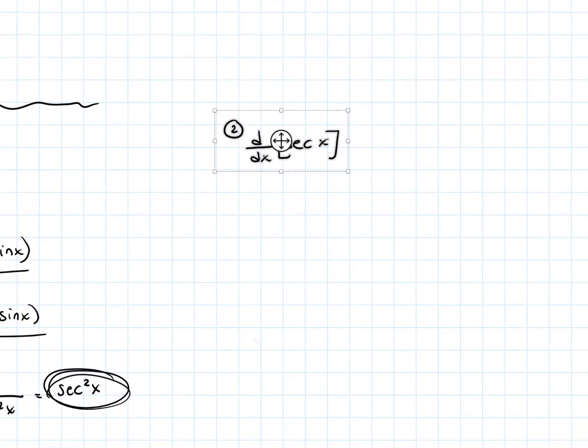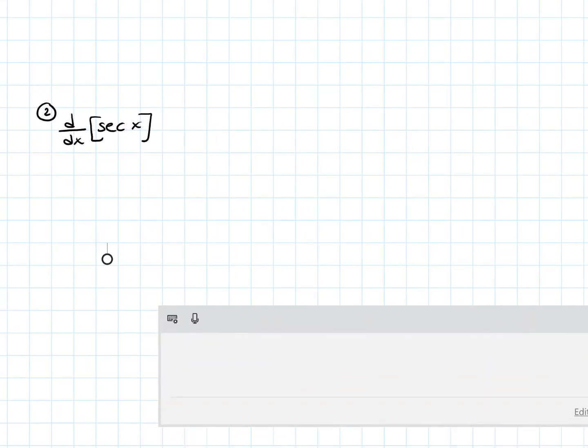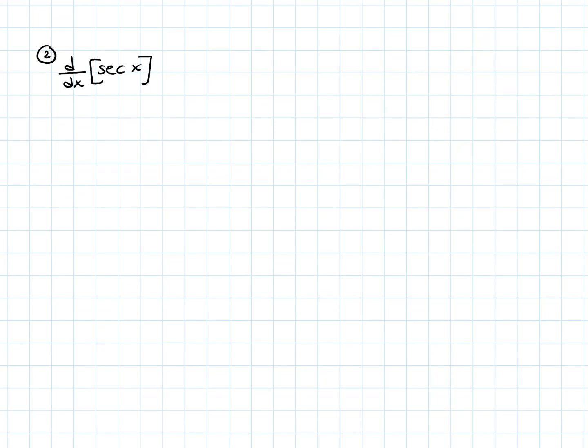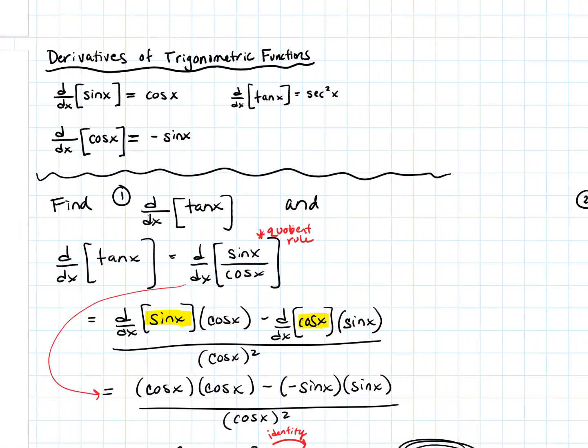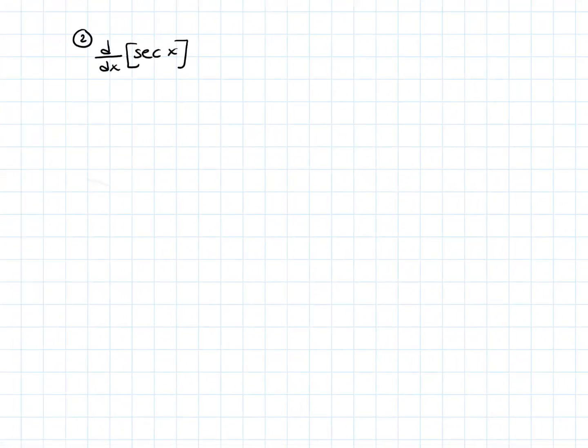There we go. Okay, so let's take the derivative of the secant. In a really similar way to how I took the derivative of the tangent, I'm going to start by thinking about how we can express the secant in terms of the functions that I already know the derivatives of. And of course the answer is yes, because the secant is 1 over the cosine.